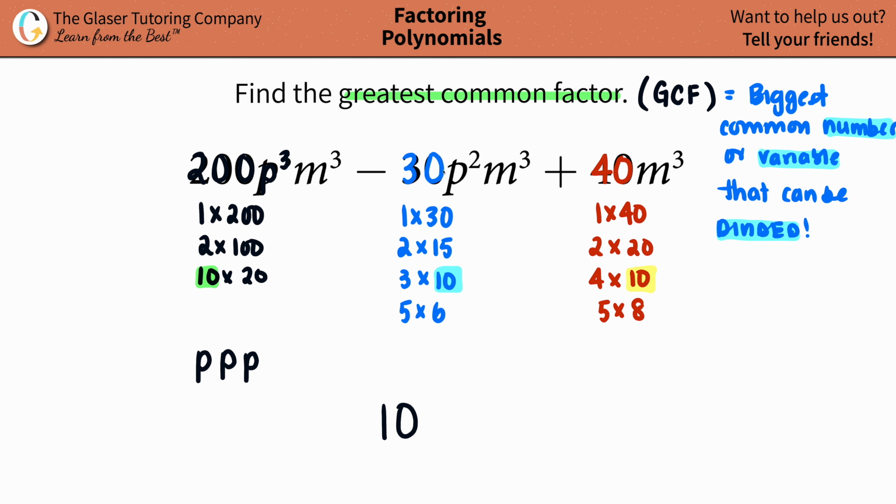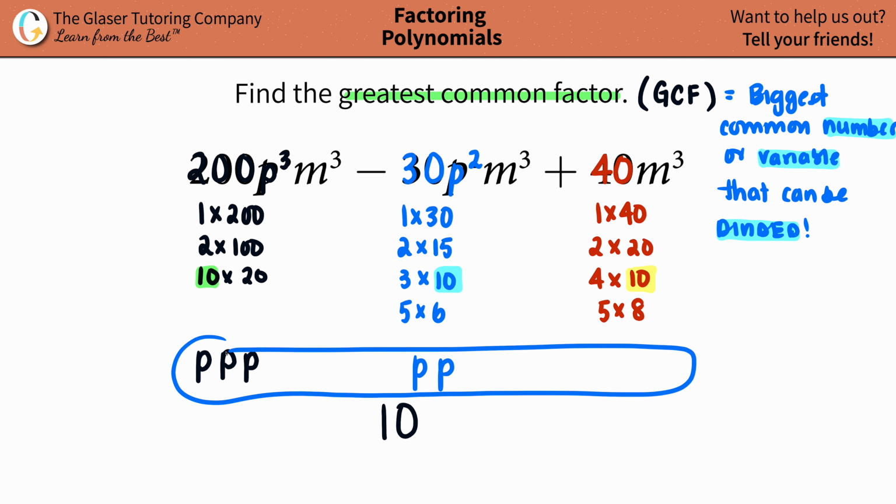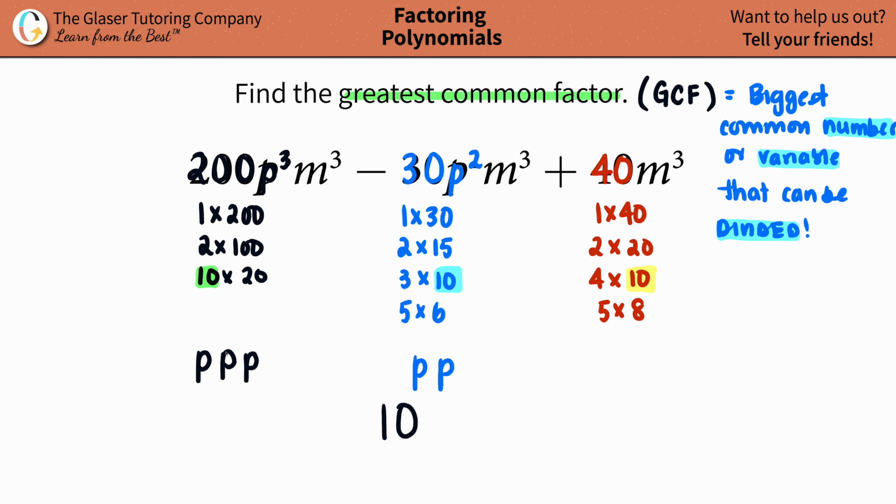For 30p squared m cubed, how many p's do you have? That's right, you got P, P. You got 2 p's. And then for 40m cubed, no p's here, right? So I can't even write any p's down here. So between the p variables, is there a number of variable that they have in common? Not for the p's. Since the third one has no p's, there's nothing in common. So I can't even consider the p's as something in common. So we got to go to the next one.